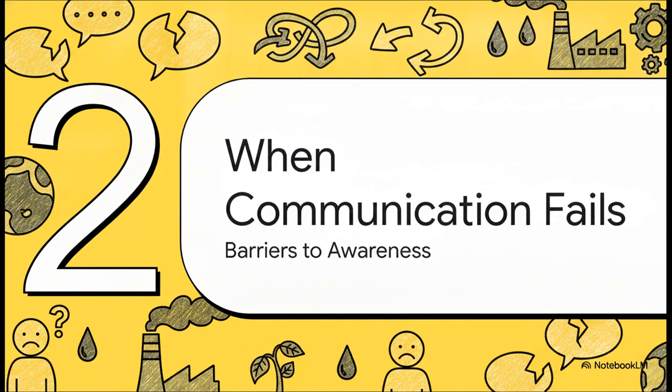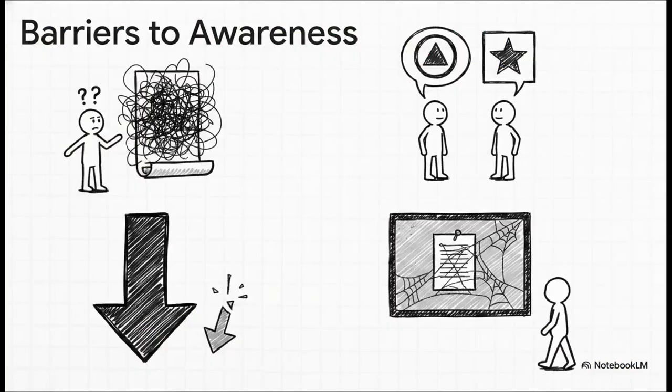Which brings us to Section 2, when weak communication fails. Let's look at what actually gets in the way here. There are several specific barriers to awareness that we really need to watch out for. First off, complex legal terminology. If your aspect registers are just stuffed with dense regulatory jargon, floor operators simply aren't going to understand them. Second, language differences and cultural diversity. Communicating in only one language to a multilingual workforce pretty much guarantees a lack of awareness.